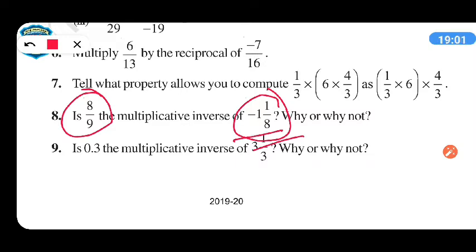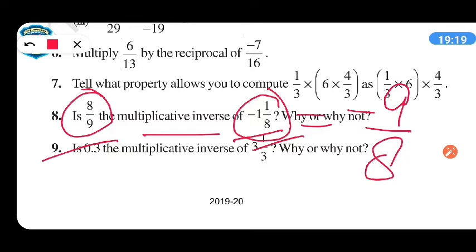First write this number in improper fraction. What is it? 8 into 1 is 8. 8 plus 1 is 9. It is minus 9 upon 8. Is it? Yes. Now the question is: is 8 upon 9 the multiplicative inverse of minus 9 upon 8? No. It is the multiplicative inverse of 9 upon 8, not minus. Understood? So the answer is no. It is not the multiplicative inverse of minus 9 upon 8. Understood? So in this way you have to write the answer, right?